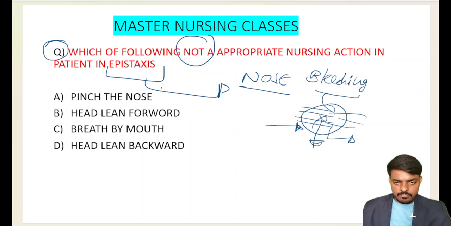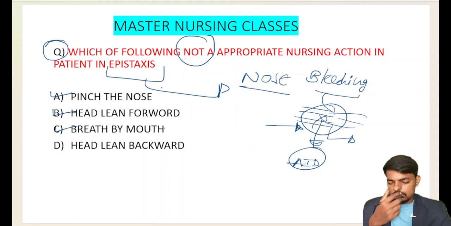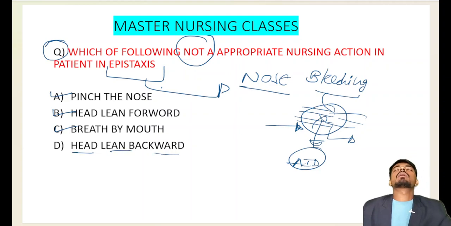If the patient is suffering from epistaxis, we have a very important first aid. First we pinch the nose on the side of the bleeding. Then we lean the patient forward and ask the patient to breathe through the mouth, because we are pinching the nose, which means we are closing the nose. We will never ever ask the patient to lean the head backward. If the head leans backward, the blood will go inside the trachea or inside the esophagus.